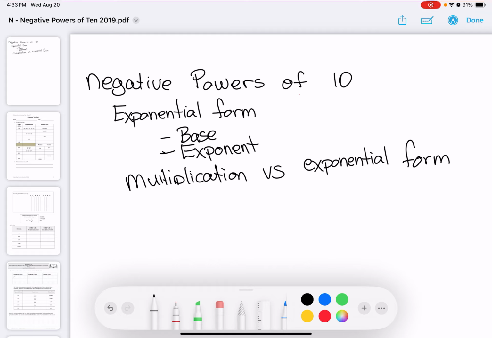The first one is exponential form. Anytime we write a number in exponential form, we have a base, which is our big number. And in this case, I'm going to put the number 2. And my exponent is 3.